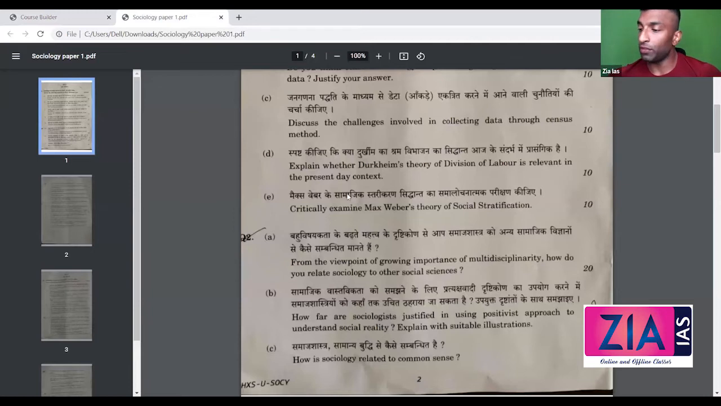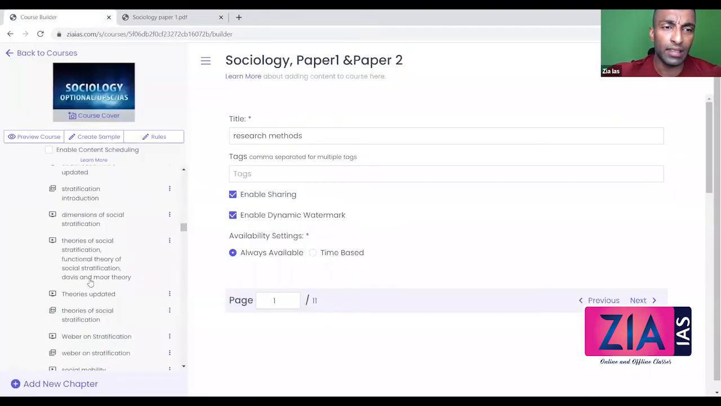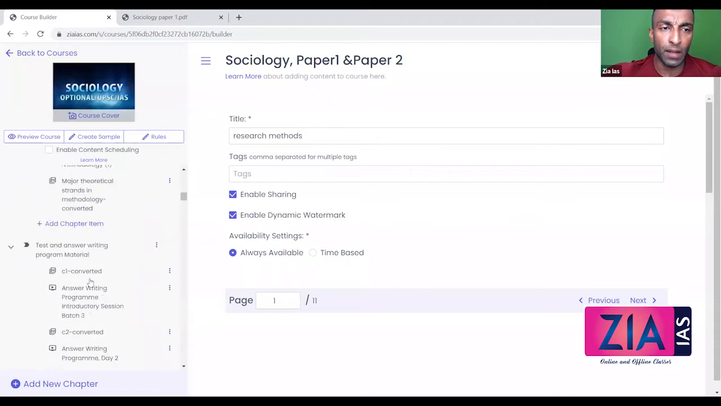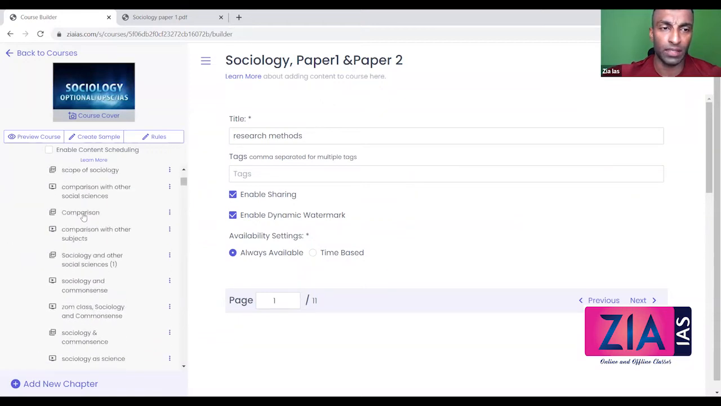So any problem with any of the 5 questions? Absolutely no, very easy, right? And then we have decided to go with this. From the viewpoint of growing importance of multidisciplinarity, how do you relate sociology with other social sciences? Directly things are given here, just compare it. I don't want to discuss it now. So this is a comparison with other social sciences, and these are the notes which are given to you.